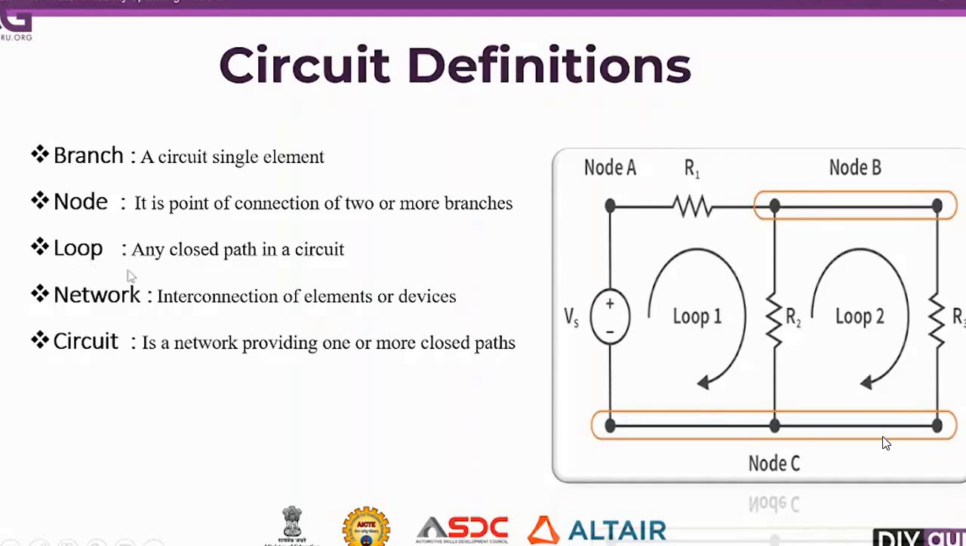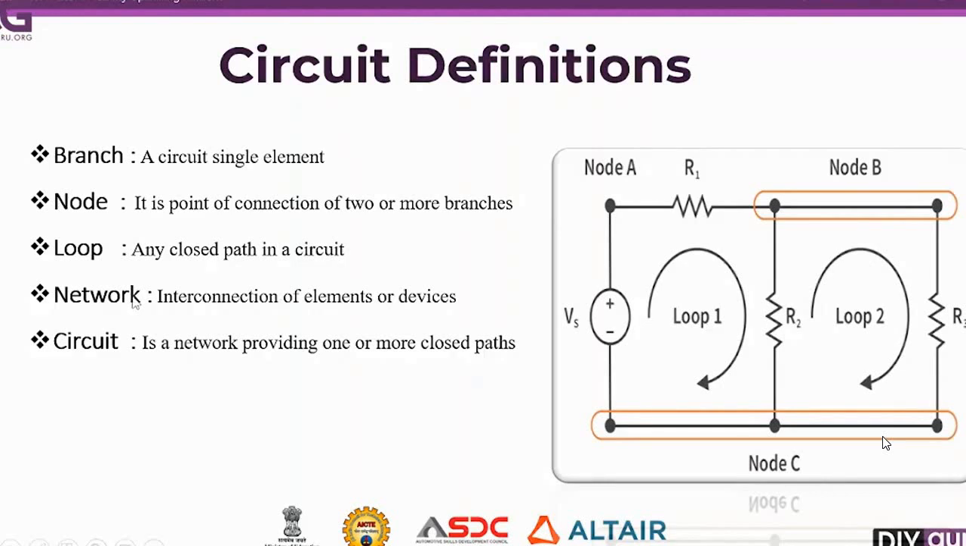Coming to loop. A loop is nothing but a closed path. Here in this circuit we have two loops. This is one loop because if you consider these three elements, this forms a closed loop. You can observe this clearly, there is no open path. And this is one more loop, made with only two elements: R2 and R3 make a loop. So a loop is simply a closed path, you can remember that.